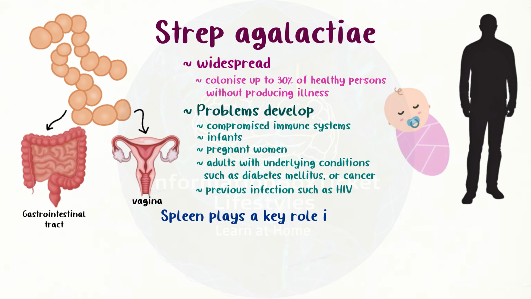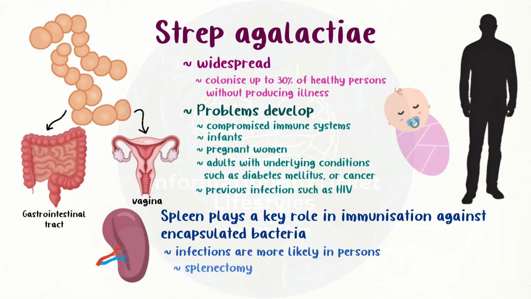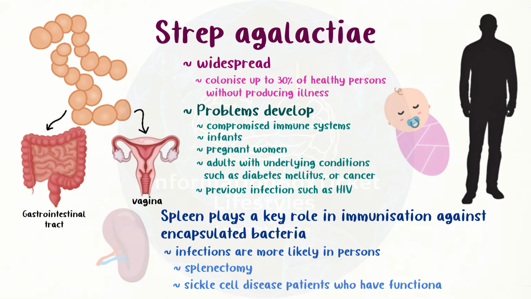Furthermore, because the spleen plays a key role in immunization against encapsulated bacteria, Strep agalactiae infections are more likely in persons who have had a splenectomy, which means their spleen was surgically removed, or in sickle cell disease patients who have functional asplenia.